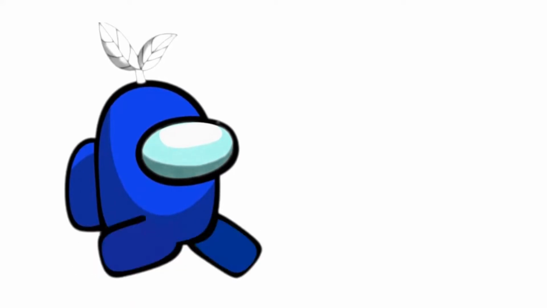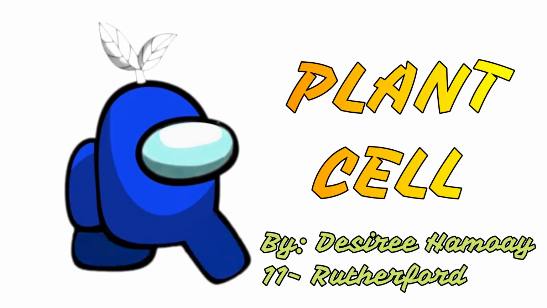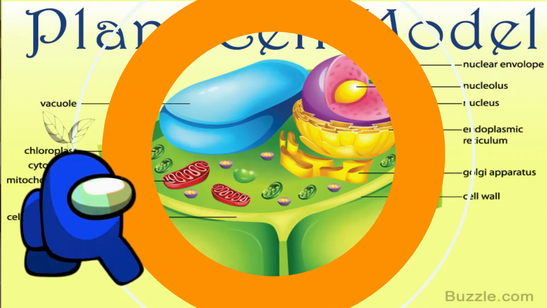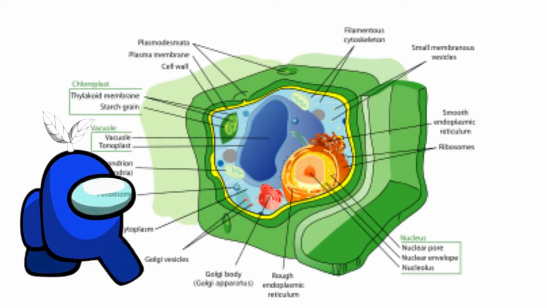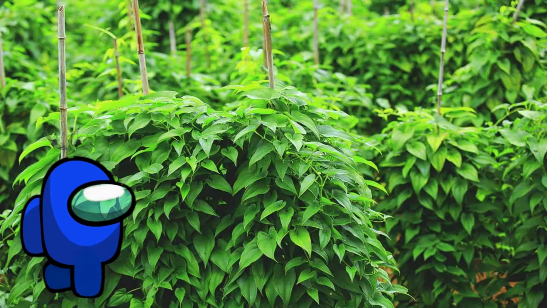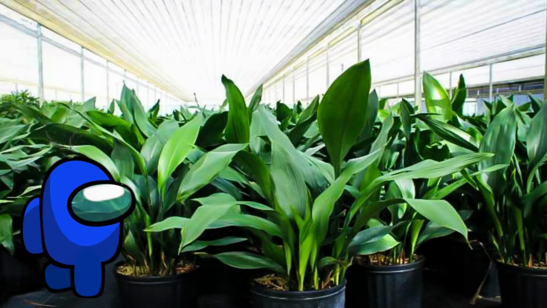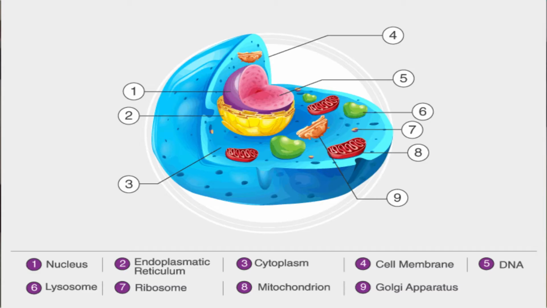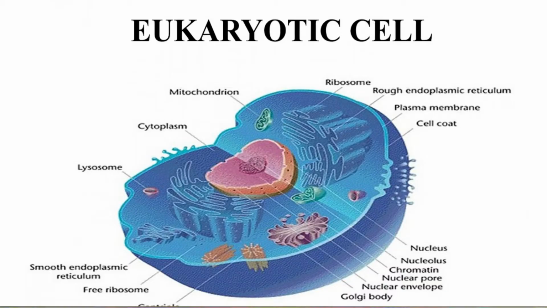Topic for today is plant cell. The cell is the basic unit of life in all organisms. Like humans and animals, plants are also composed of several cells. Plant cells, like animal cells, are eukaryotic, meaning they have a membrane-bound nucleus and organelles.